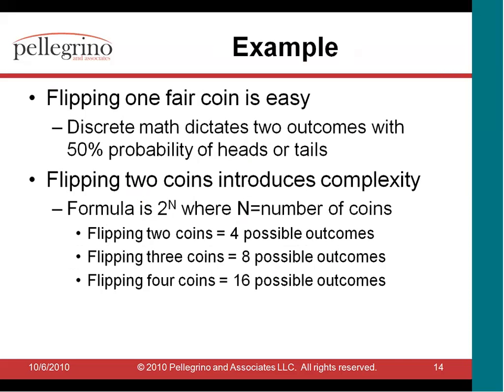So what happens when you start flipping two coins? Well, now you're introducing complexity. So you can have two heads, or a head and a tails, or tails and a head, or two tails. So flipping two coins, you have 4 possible outcomes. 3 coins, 8. 4 coins, 16. So there's an exponential relationship there where, as the number of coins increases, you're increasing geometrically the range of probability, or the permutations that you can be looking at.